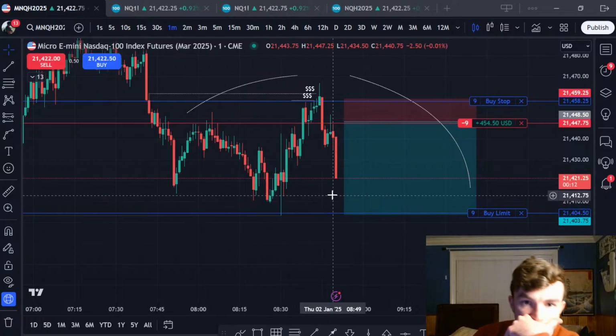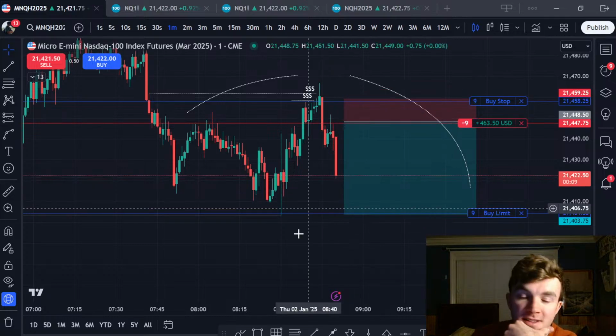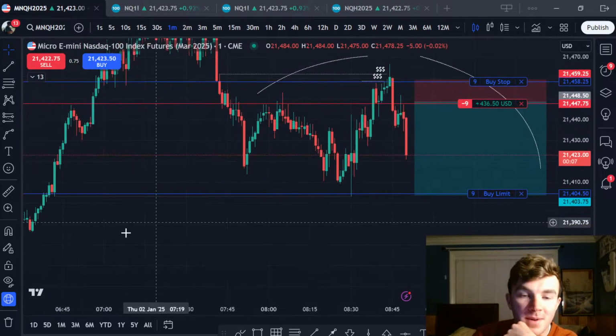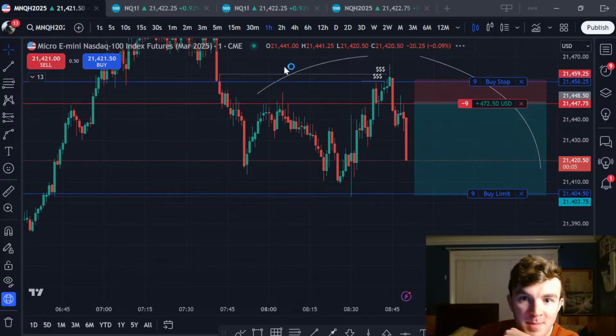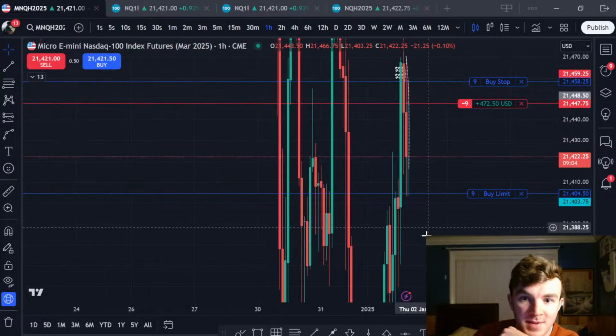Yep. Drawing to the data low. Like I said, the market probably wants to go down to that 1 hour order block right below the data low. I mean, that's not a coincidence we didn't go there.